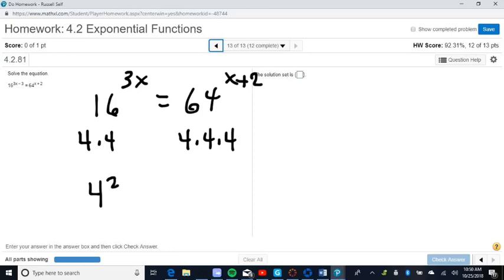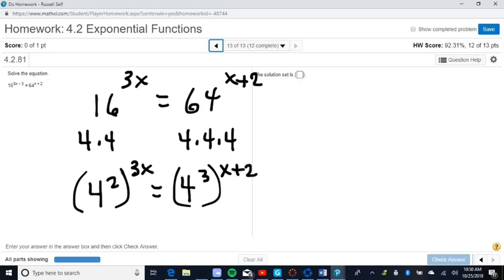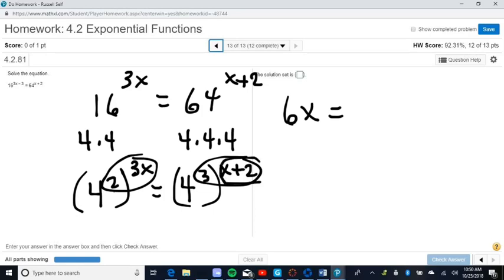So that becomes 4 to the 2nd raised to the 3x, and 4 to the 3rd raised to the x plus 2. We don't want to leave two exponents, so we're going to multiply those out. Here it's just 2 times 3x. Remember, we don't need the base. All we need is the exponent. So it's going to be 6x. Here it's 3 times x plus 2. So 3 times x is 3x. 3 times positive 2 is positive 6. Don't forget to use that distributive property so you can get the right answer. You're multiplying the 3 times both of them.